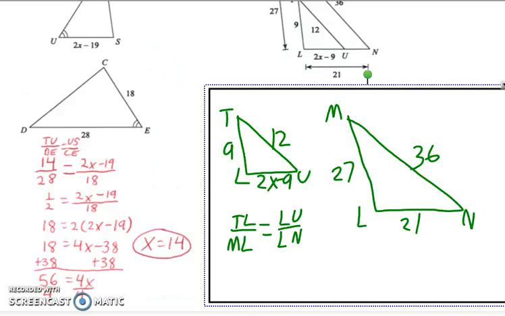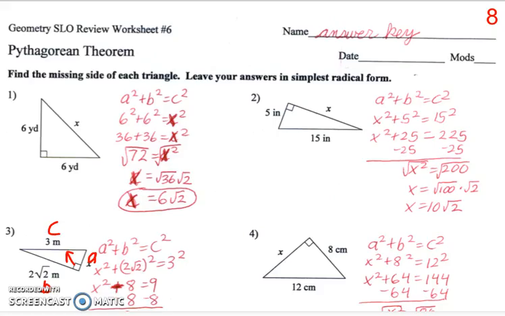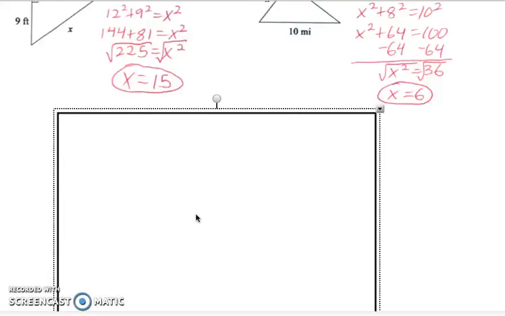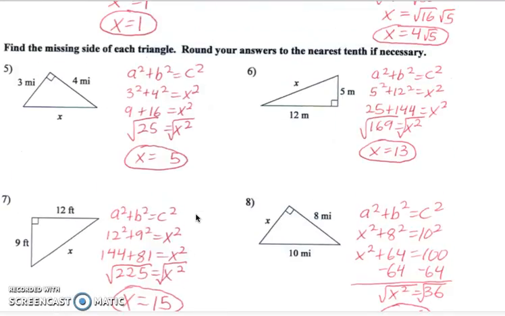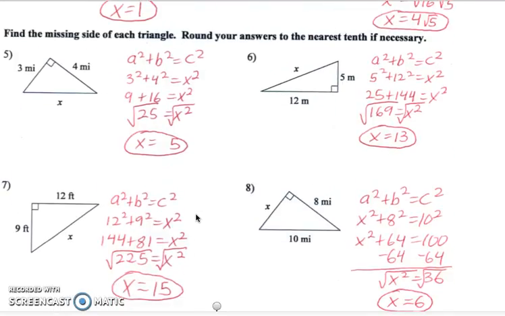Go ahead and substitute, and your answer is going to be 8. All right, on side 8, you're using the Pythagorean theorem. As you know, it's a squared plus b squared equals c squared. Let's go on the bottom here for number 5, 6, 7, and 8. And your work and your answers look like that.